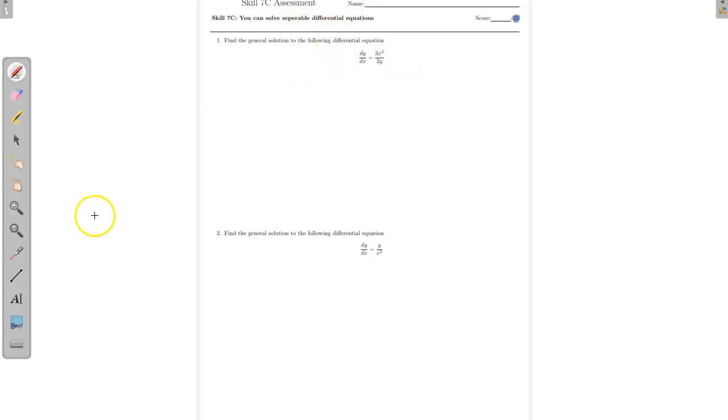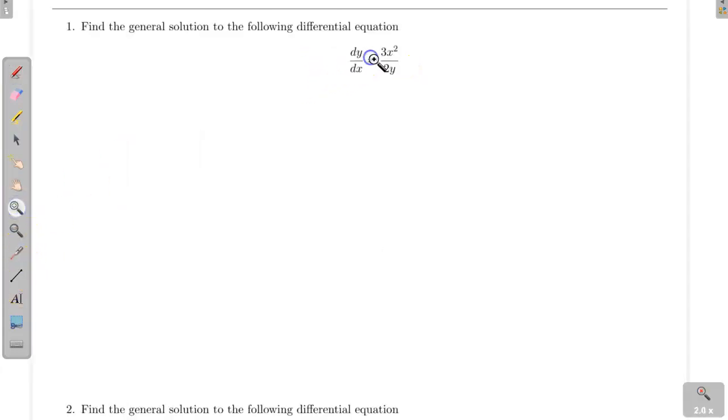So when we're solving a separable equation, zoom in. The first thing I'm going to do is separate the variables. I already have dy on the top over here, so I want to get this y over to the left. And then this x, we're just going to multiply to get over there. So first thing is separate the variables. I'm going to multiply both sides by 2y and multiply both sides by dx.